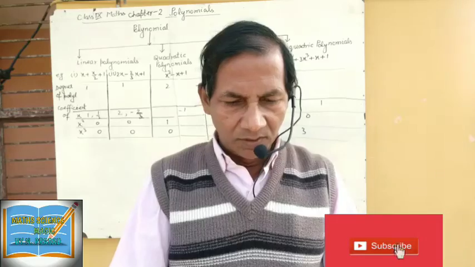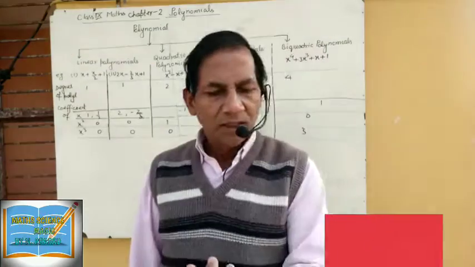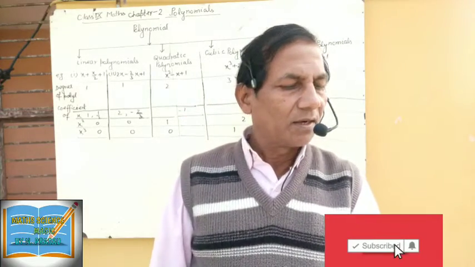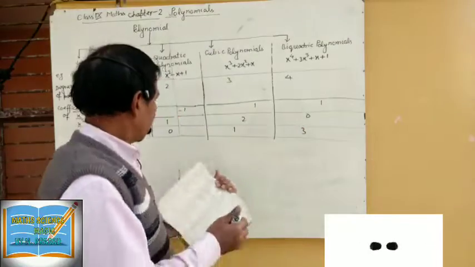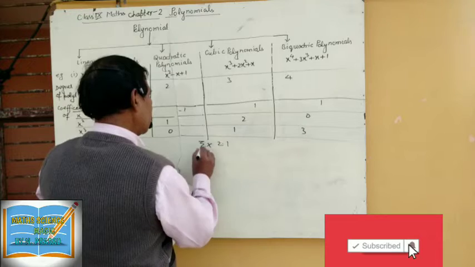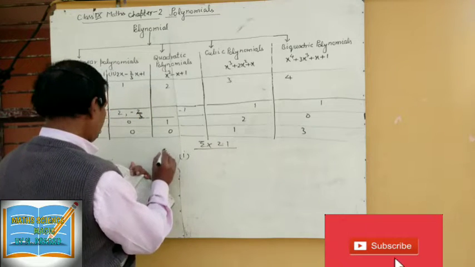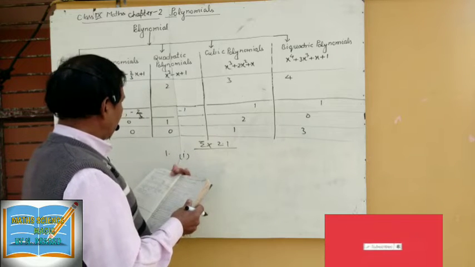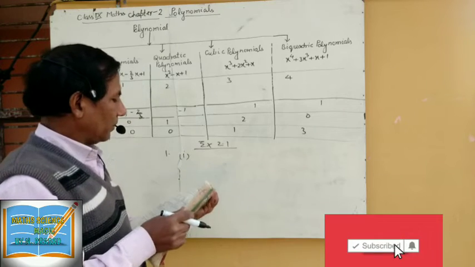Some questions I am going to mention here. The first question is, which of the following expressions are polynomial in one variable and which are not? One variable polynomial. See, students, here in your exercise 2.1, question number 1 is, we have to find out which are one variable and state which are one variable polynomial.